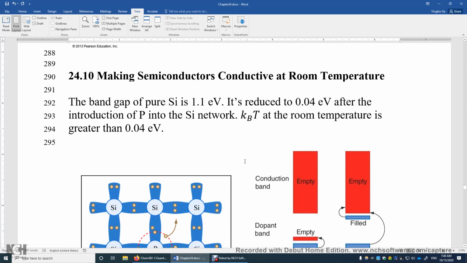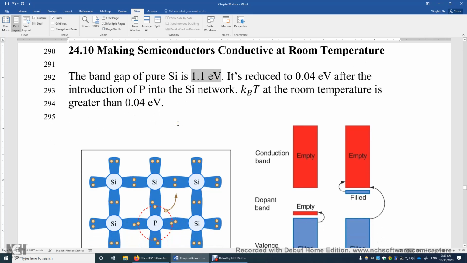Section 24.10, making semiconductors conductive at room temperature. The band gap of pure silicon is 1.1 electron volt. So it's impossible to have silicon conduct electricity at room temperature or even lower temperature. However, if you just add some phosphorus atoms into the silicon network, the conductivity is greatly enhanced because the band gap is reduced to 0.04 electron volt. So look at this, from 1.1 electron volt to 0.04 electron volt.